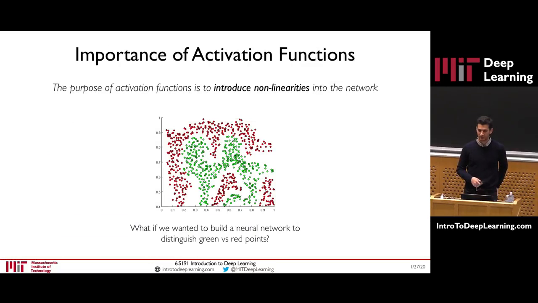Now, why do we care about activation functions? The point of an activation function is to introduce nonlinearities into the data. And this is actually really important in real life, because in real life, almost all of our data is nonlinear. And here's a concrete example.